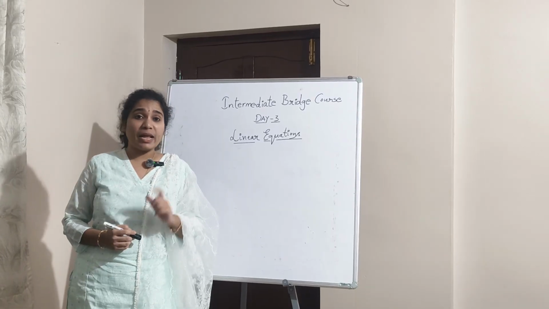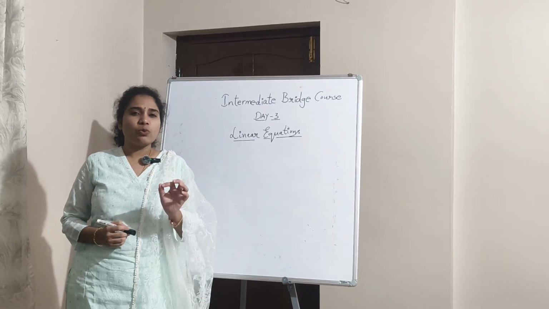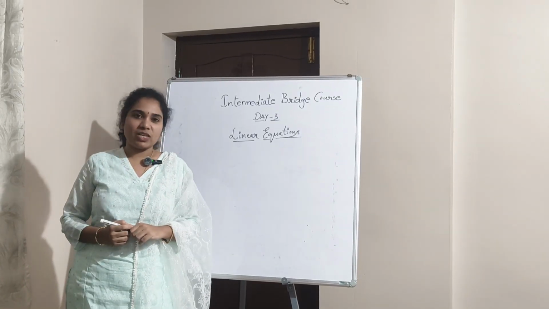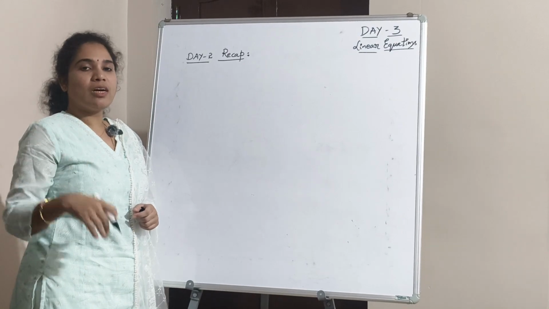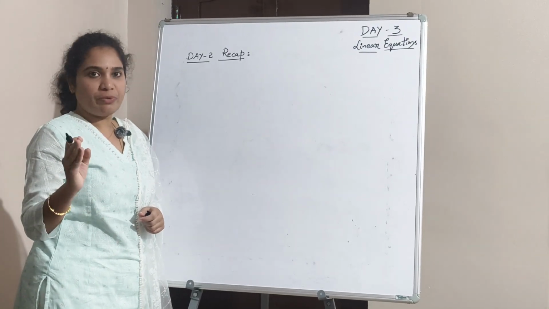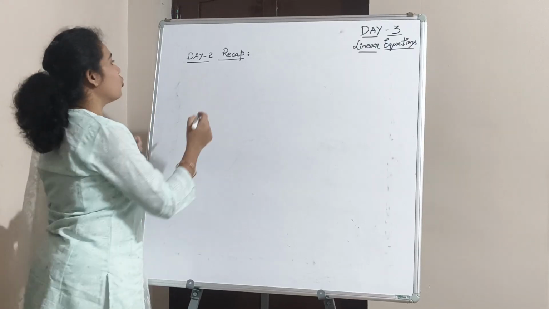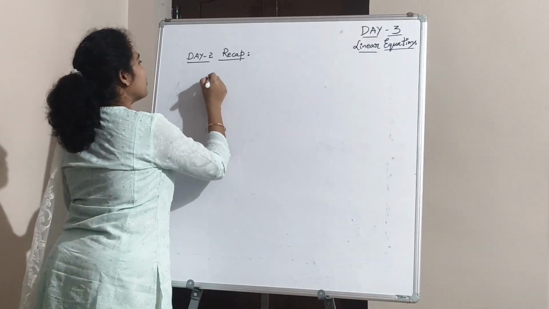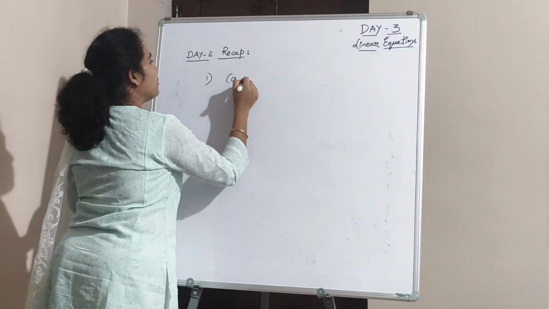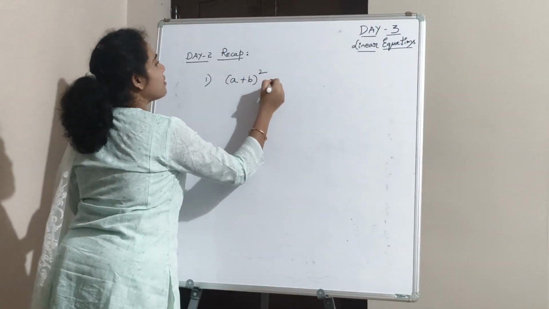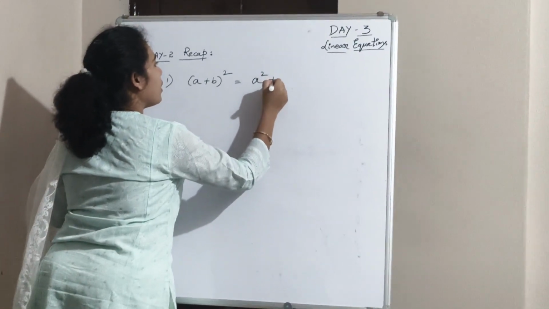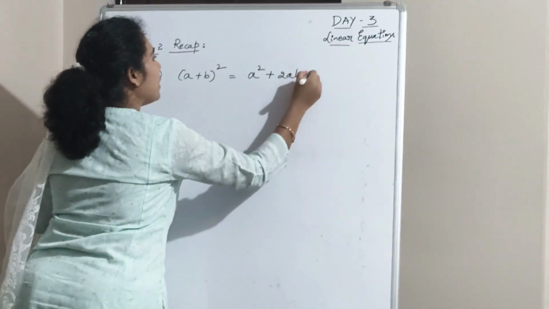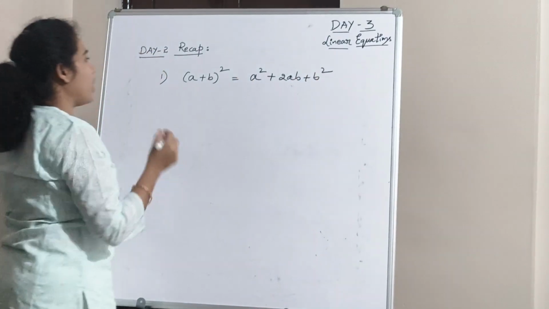But before explaining that identity, we'll quickly do a recap of what we studied on day 2. We studied 4 algebraic identities. The first identity is (a plus b) whole square. What is (a plus b) whole square equal to? It is equal to a square plus 2ab plus b square.